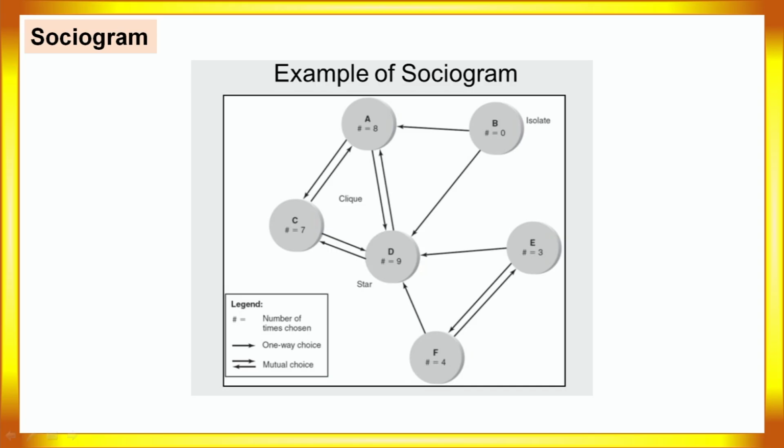Again, the choice statuses are simple, as I already discussed before. There are 3 types of choices. If a double headed arrow is there, that means mutual choice. If a single headed arrow is there, that means there is a one way choice, and if there is no arrow, that means there is no choice situation. Now, the sociogram is very useful when your purpose is to describe the group interaction structure.